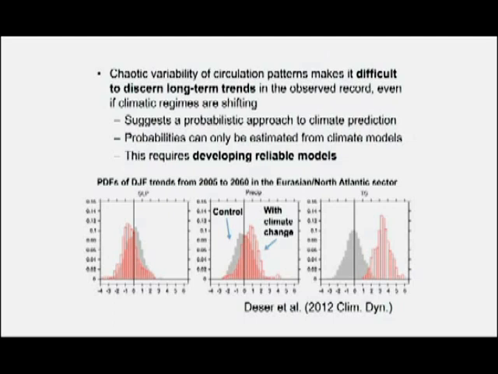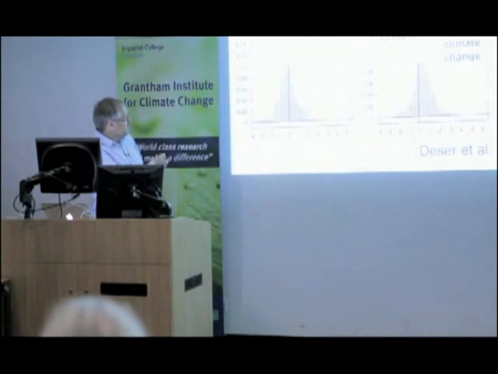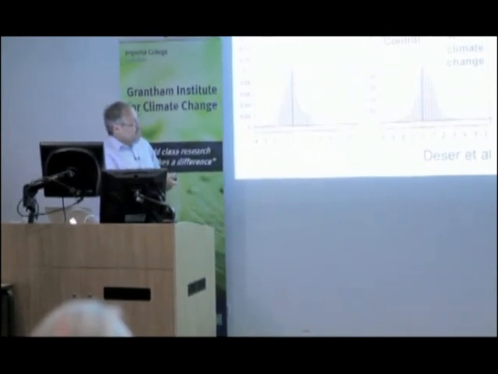So this is an example from the NCAR model in the US. What they're showing here is probability density functions, or likelihoods, if you like. This is a relative likelihood of a certain outcome. So the peak here is the most likely outcome of wintertime, December, January, February trends over the 55 years, 2005 to 2060. So these are trends in the Eurasian North Atlantic sector.